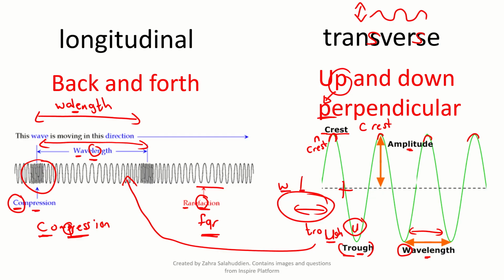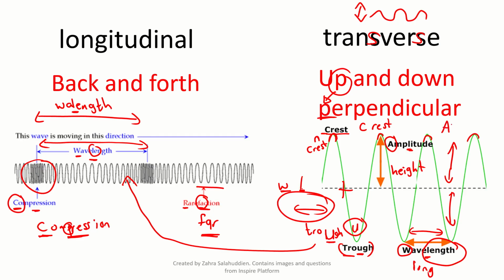You're going to look for wavelength. But amplitude is the height of my wave. So wavelength is how long my wave is. Amplitude is my height, how high my wave is, going up or going down.